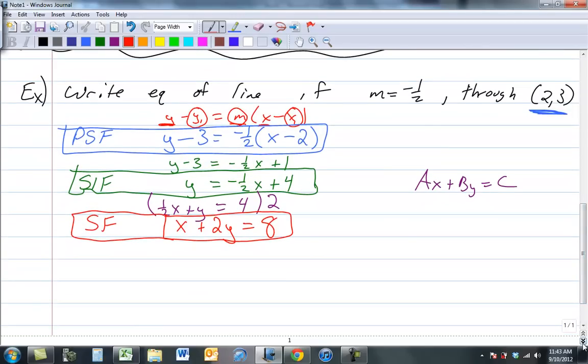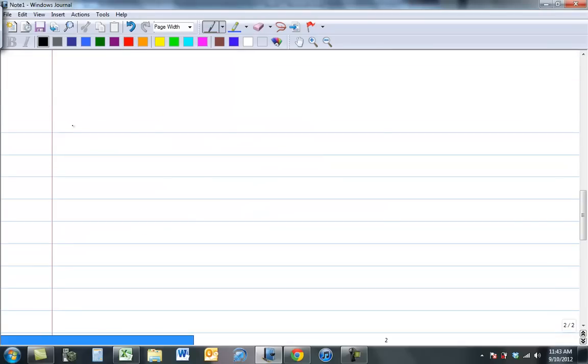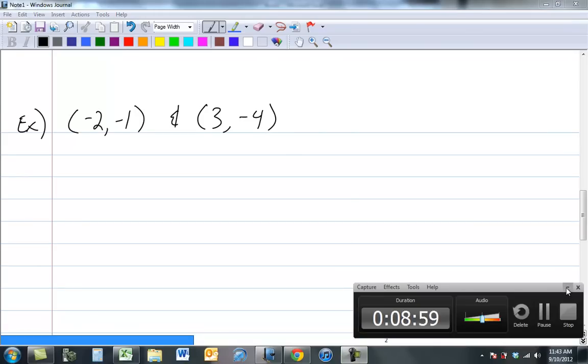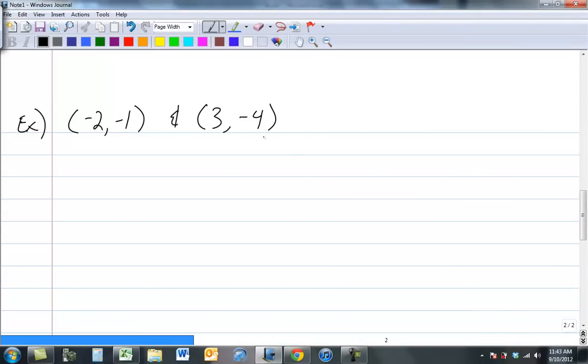All right, let's try another one. Next one, we're going to write the equation of a line through the points -2, -1, and 3, -4. Now, what I like to do before I even get started is make a quick little coordinate plane and plot those 2 points. All right, -2, -1, and we got the point 3, -4, looking like that.